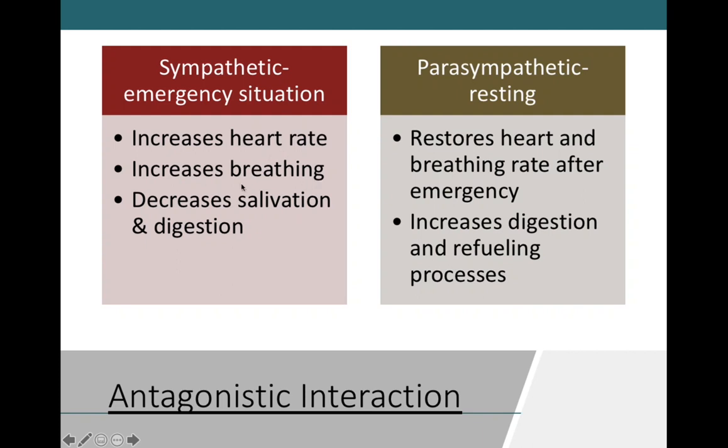But at the same time, we're going to decrease salivation and also decrease digestion. Because at times of exercise and emergency, we don't need to be focusing all of our body's energy on digesting food. We need to focus all of our energy on whatever stimulating activity is in front of us. Now, the parasympathetic nervous system is going to decrease heart rate and breathing, and this is going to take place, of course, after times of emergency or exercise.